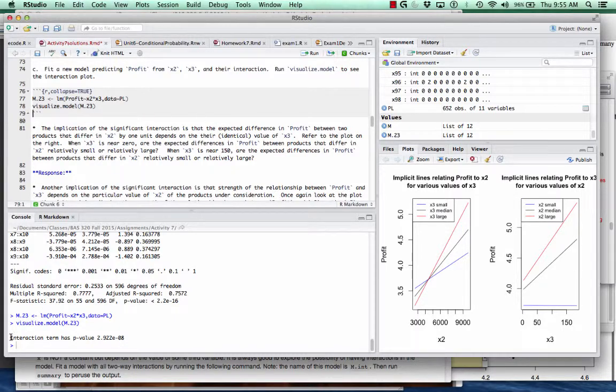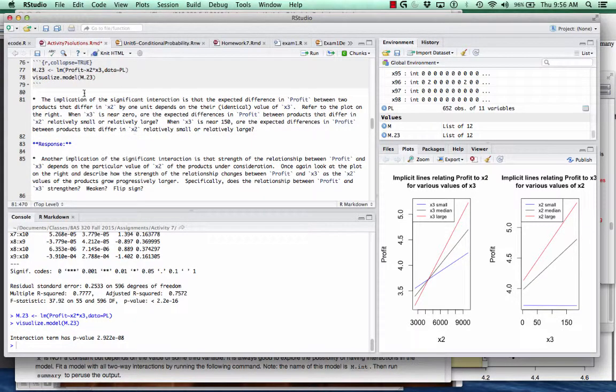So the first thing we note is that the interaction term is statistically significant. Adding the interaction into the model just predicting based on x2 and x3 significantly improves it, decreasing the sum of squared errors. So this interaction is definitely statistically significant, and from the look of the interaction plots, it's also very strong and important, because we see that the nature of the relationship between profit and x2, or profit and x3, seems to actually change quite a bit depending on the value of that other variable. These three lines look quite a bit different here.